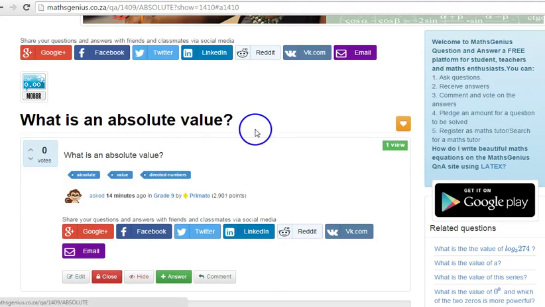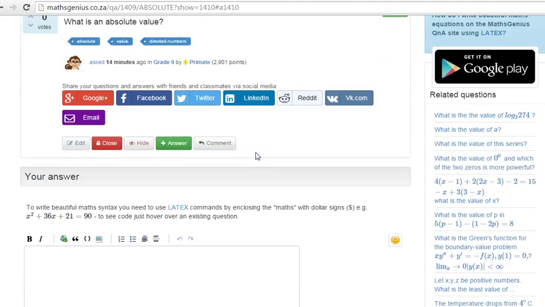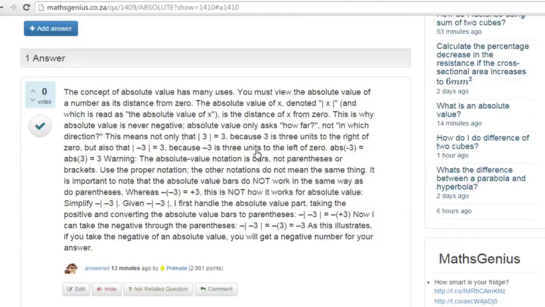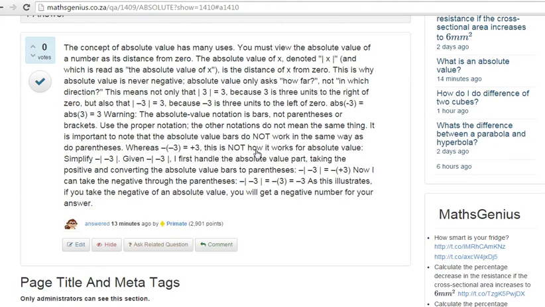So what is an absolute value? This is the question that we're dealing with today, and we'll dive straight into the answer. So the absolute value is always positive. The concept of absolute value has many uses. You must view the absolute value of a number as its distance from zero, right?